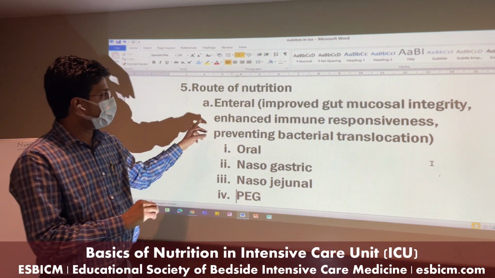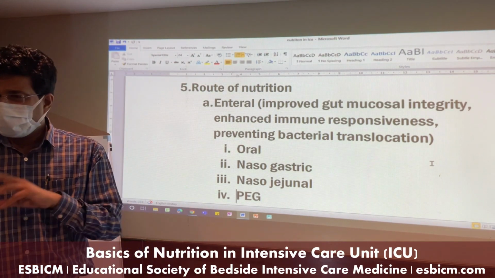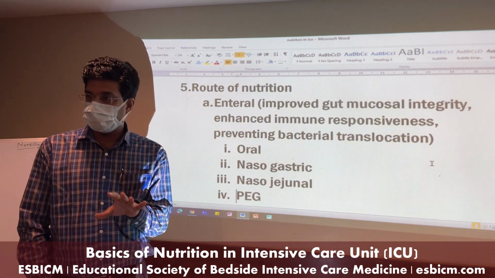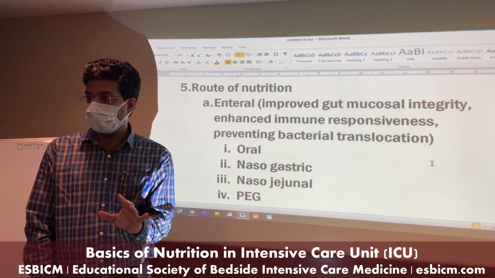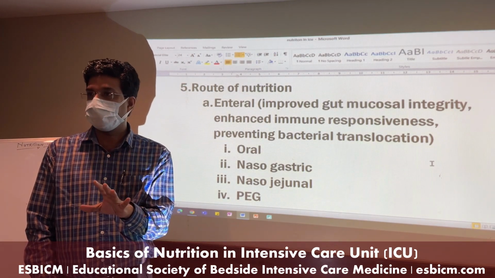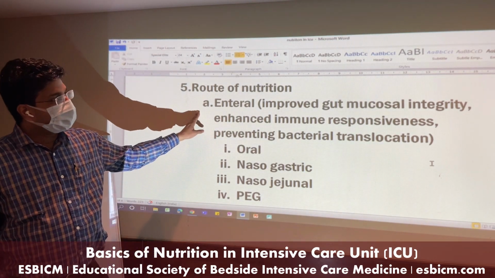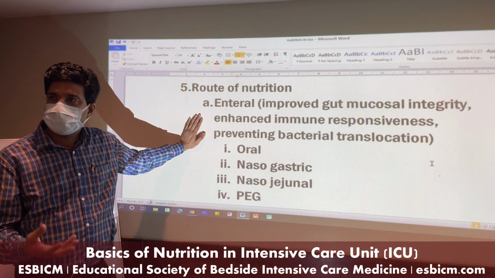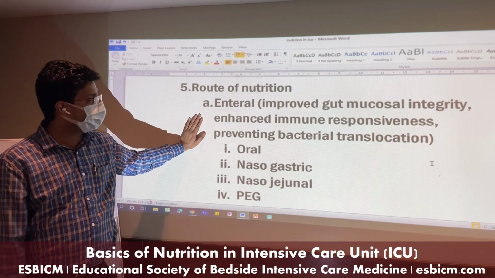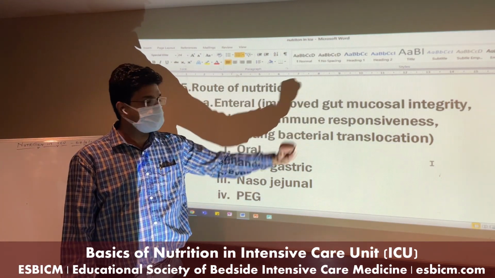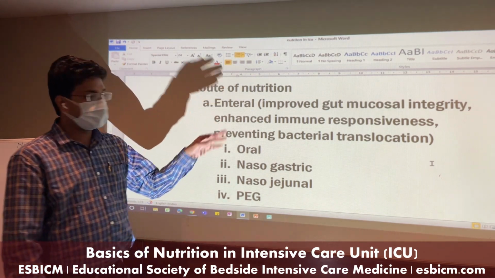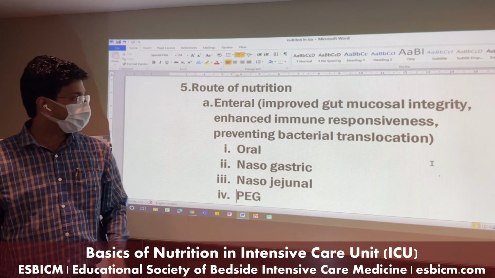Now, why do they say enterally? If you ask me, the biggest point is it's cheaper and easy to give, readily available. This is the biggest benefit. Secondly, different studies and guidelines have shown there is improved gut mucosal integrity. If you have something there in the gut, that gut will remain active.